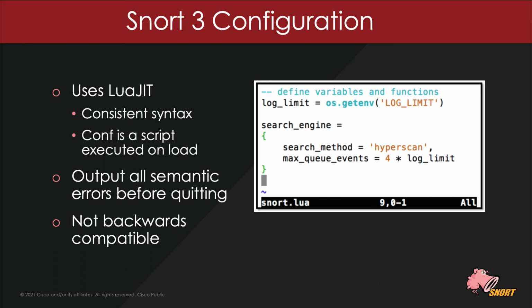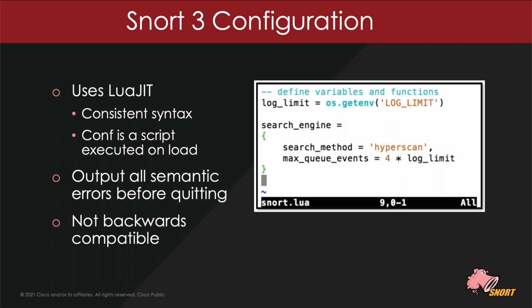Another major change in Snort 3 is the configuration. The Snort 3 configuration uses Lua. With Snort 2, if you looked at the big Snort configuration file, it can be a little bit confusing unless you know exactly what goes where and how to put it in there. There's no real standard. I won't say it's random, but it's not standardized throughout the file. Lua is very consistent. The syntax is consistent. This configuration is actually a script that's executed on load. It's not just a static configuration file.